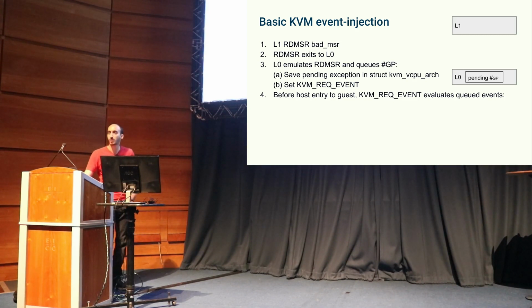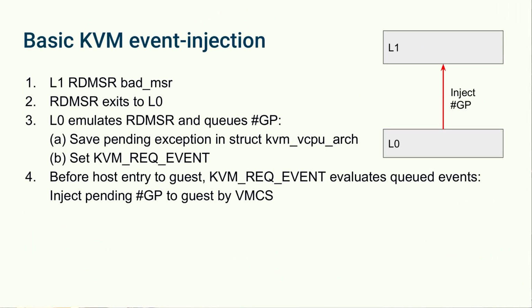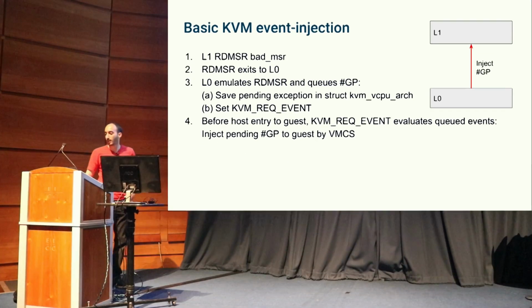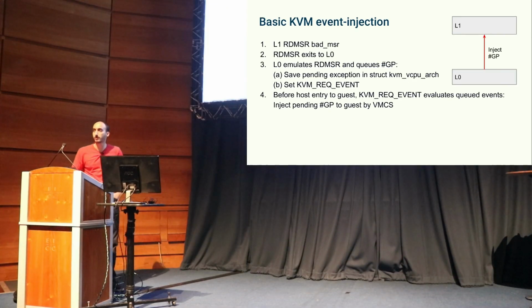And after that, it will request a special KVM request called KVM_REQ_EVENT. Now, this request, as usual, is evaluated on the next entry to the guest. And this KVM_REQ_EVENT is responsible for deciding what we should do with all the events that are queued on this per virtual CPU software struct.